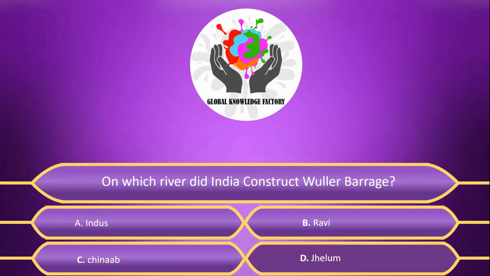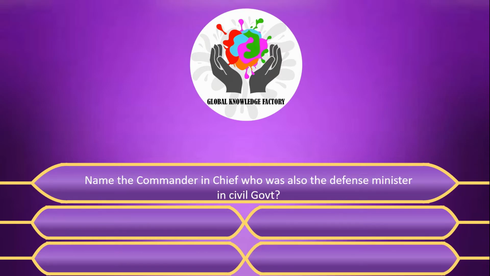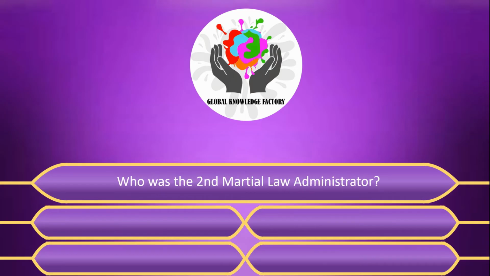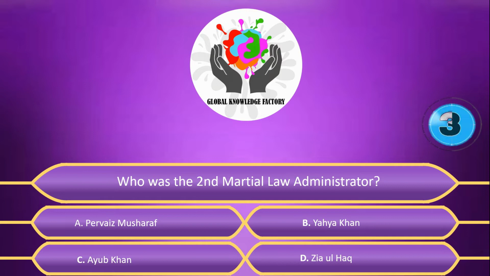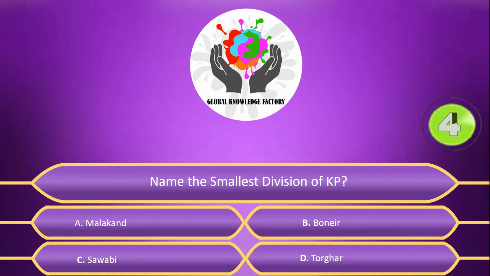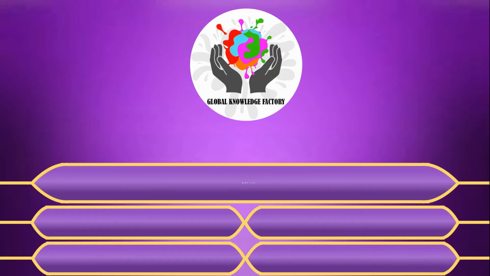Answer is Jhelum. Name the commander-in-chief who was also the defense minister in civil government. Answer is Ayub Khan. Who was the second martial law administrator? Answer is Yahya Khan. Name the smallest division of KP. Answer is Torghar. Jinnah of Pakistan was written by?